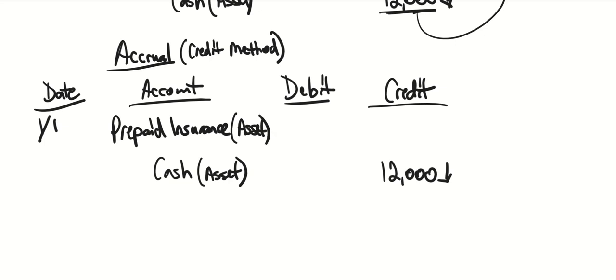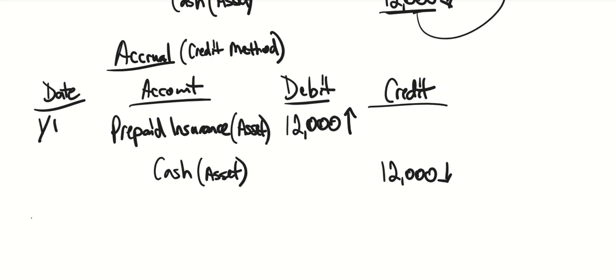Okay, so prepaid insurance is an asset. We're going to debit that account for $12,000. That's going to increase the balance in that account. Now this is no different than the prepaid expense examples. I haven't done the video yet, but the method to actually expense an account from the asset account into an expense account will be shown on another video.